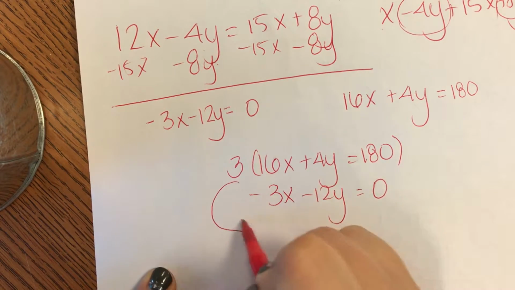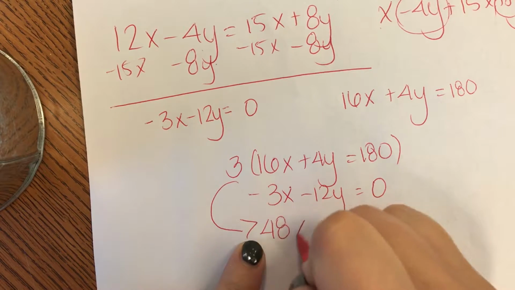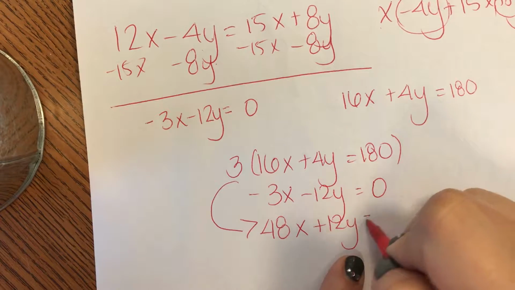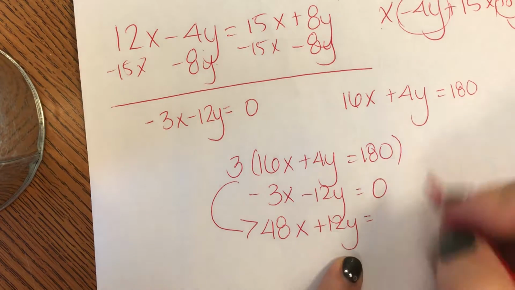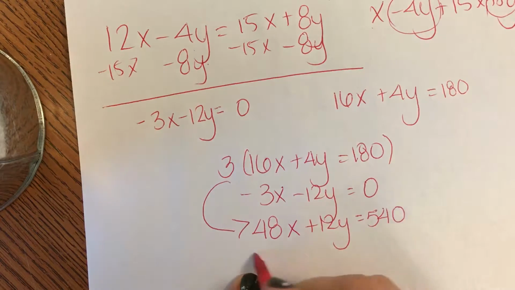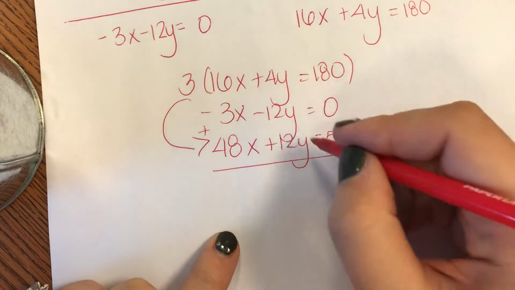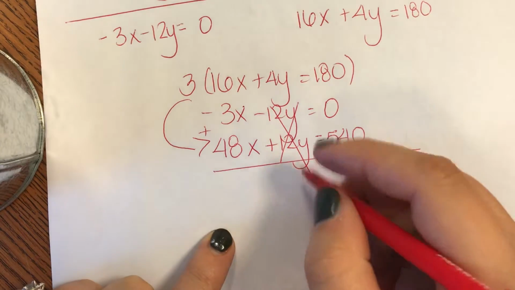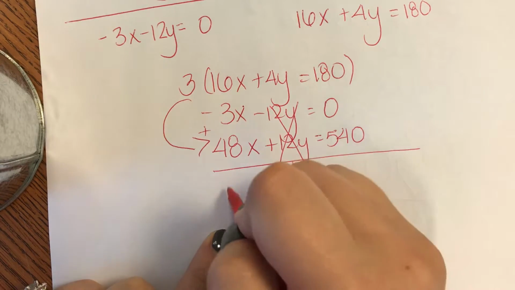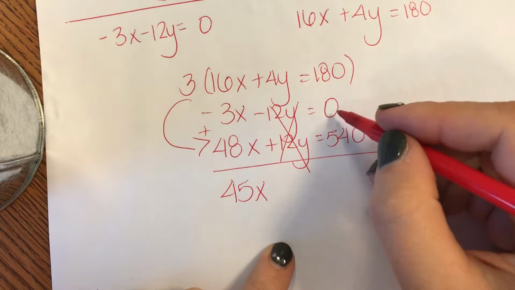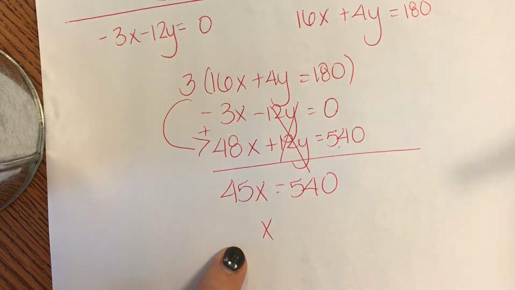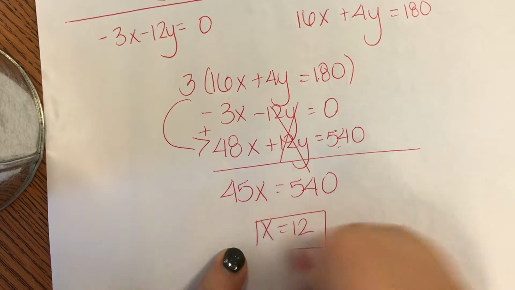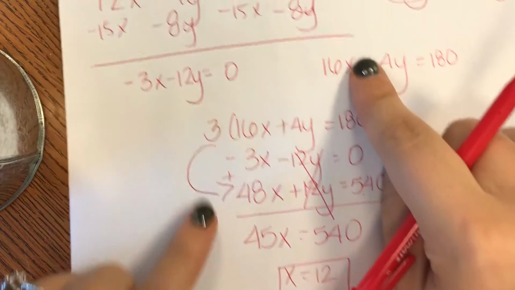I would change this to be 48x plus 12y equals 180 times 3, which should be 540. Okay? Now, once I add these 2 together, here's where the magic moment happens. The y's become 0. You're left with 48 minus 3, so 45x, and you're left with 0 plus 540. Divide 540 by 45, and x equals 12.